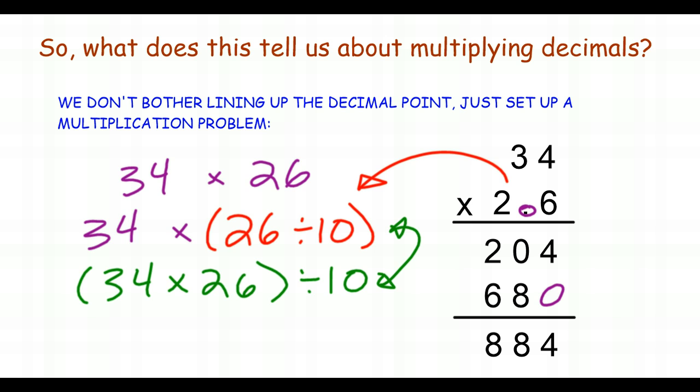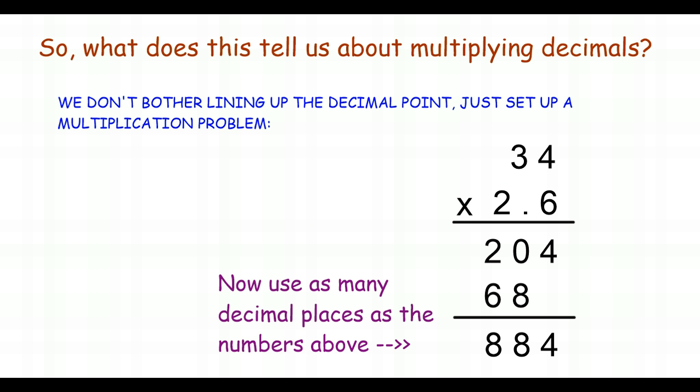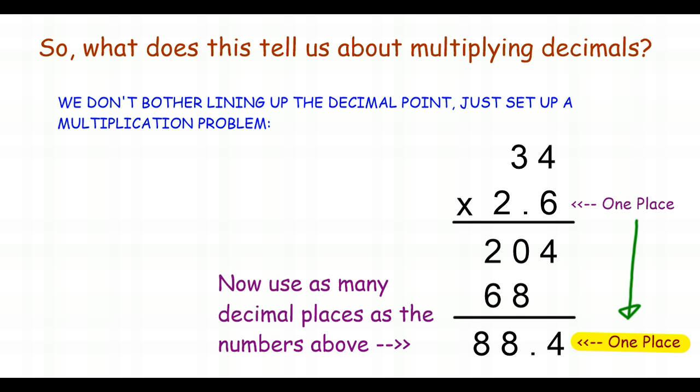And so we look at our decimal point, and we're interested in the same number of decimal places as they are above, because this is taken 26 divided by 10. It has one decimal place. And so we just carry all of those divided by 10s and all of those decimal places down to the final product. So let's take a look at that for just a second.